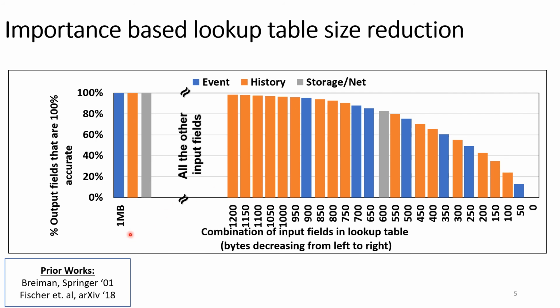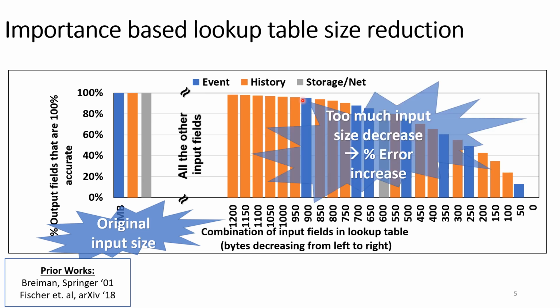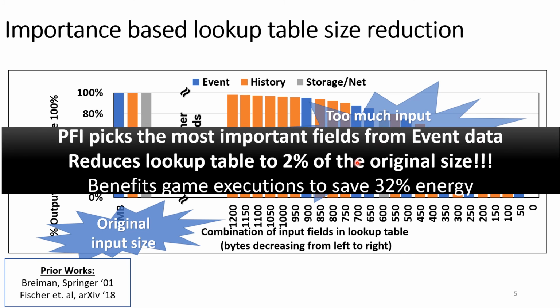For example, in this chart, the input size is around 1 MB, and PFI keeps removing unimportant input fields from the table till we get to a point where removing any more input fields is going to cause too much error in the output we generate. So with this tunable ML, we reduce the lookup table size to 2% of the original size, and when we use this lookup table to short circuit the execution, we save around 32% in terms of energy.